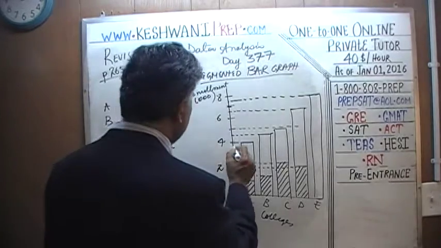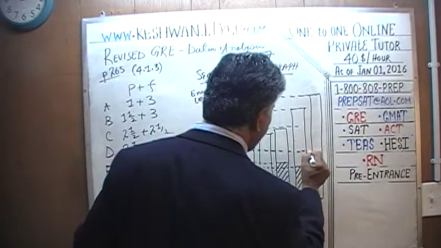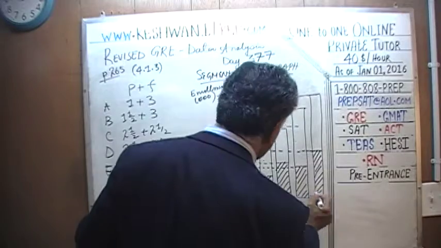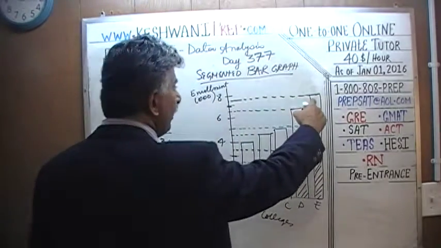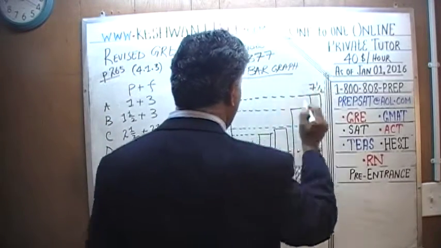3 1/2. So this is your 3. 3 1/2 is somewhere here. So 3 1/2, and since it all goes up to 7 1/2, this must be 4. This is 7 1/2.